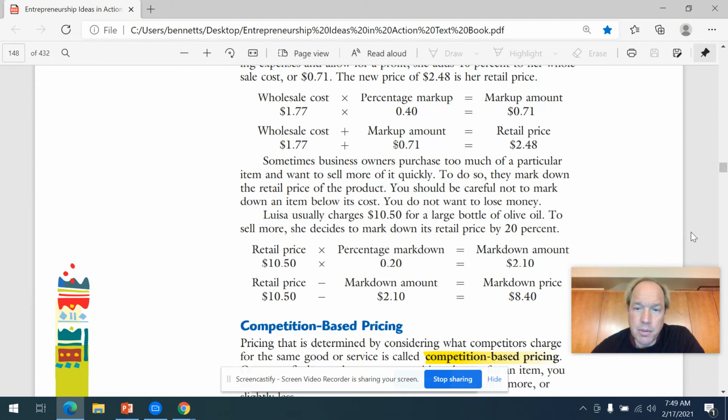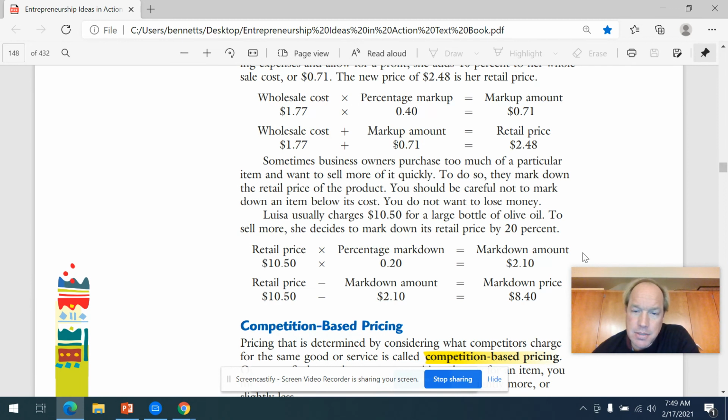Sometimes business owners purchase too much of a particular item and want to sell more of it quickly. To do so, they mark down the retail price of the product. You should be careful not to mark down an item below its cost. You don't want to lose money.